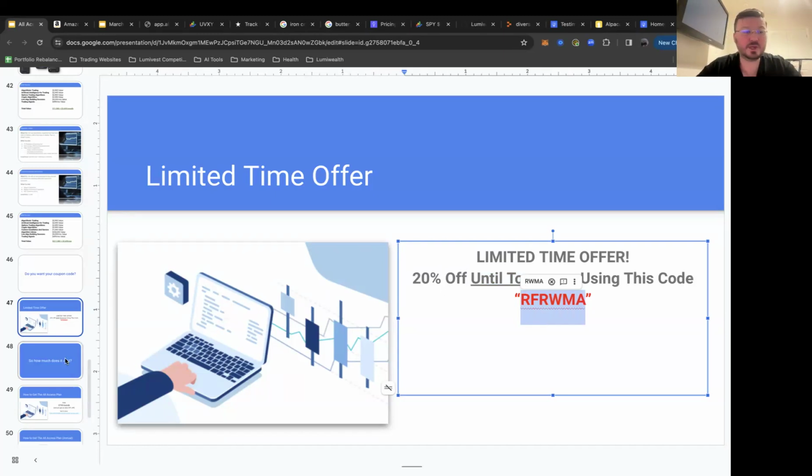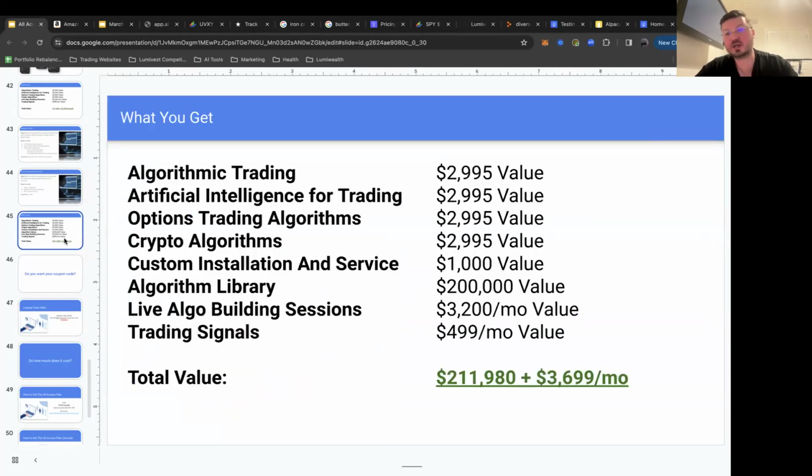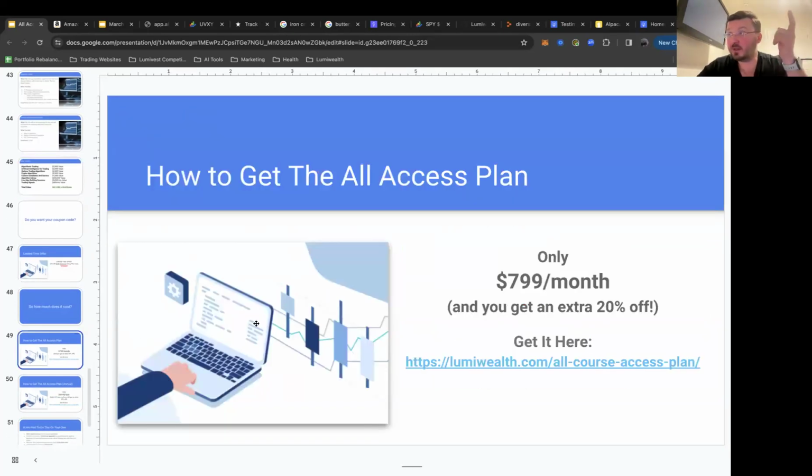All right. Okay. So how much does it cost? You may have already seen that on the website. It's not going to cost you $200,000. It's not going to cost you $3,700 a month. Nowhere near that. What we charge for it is $799 per month.